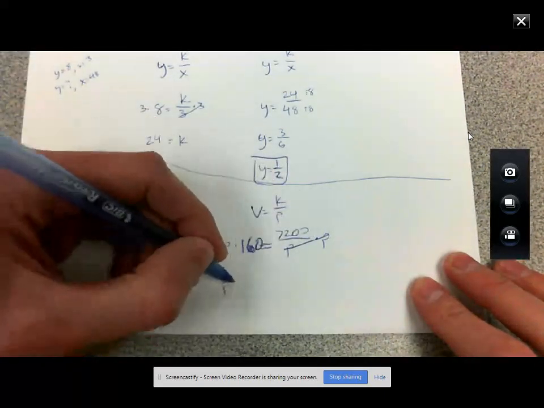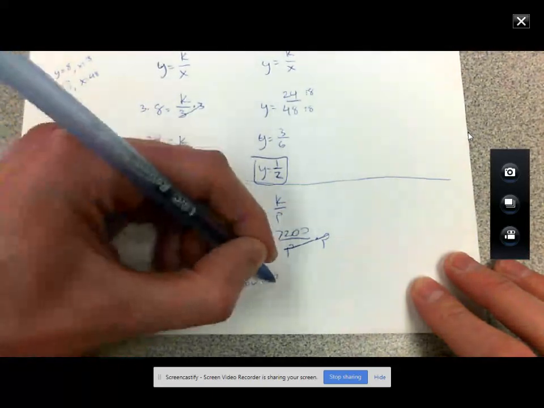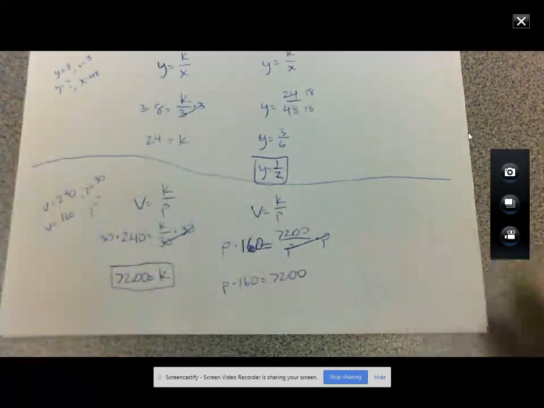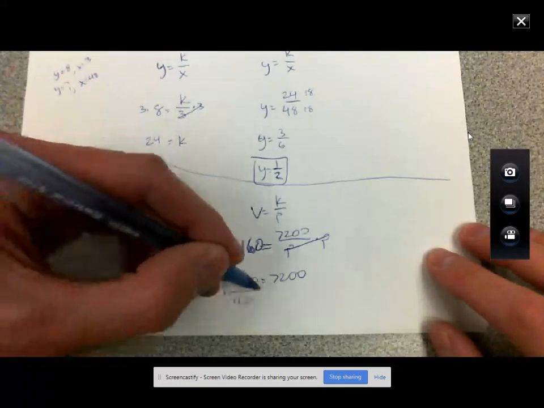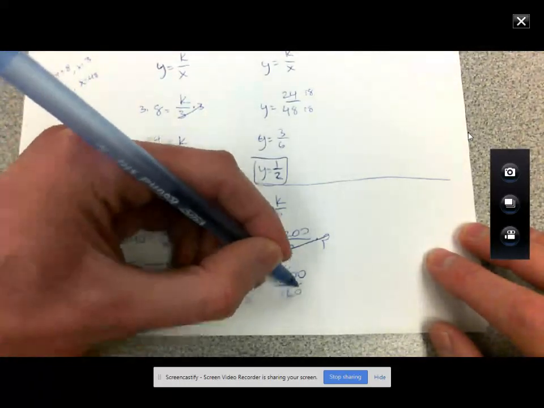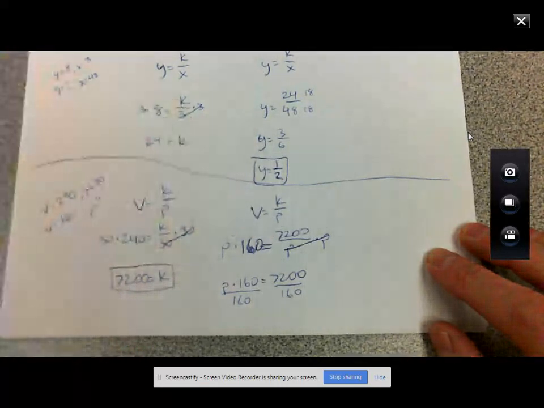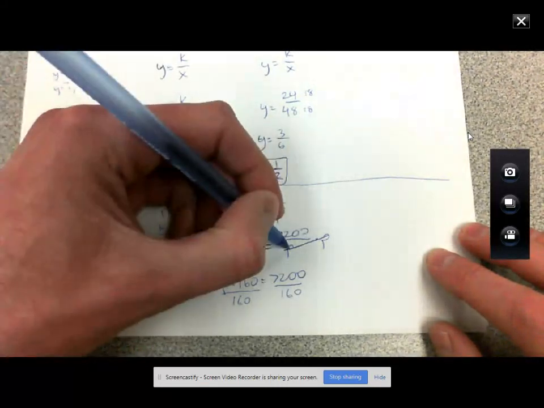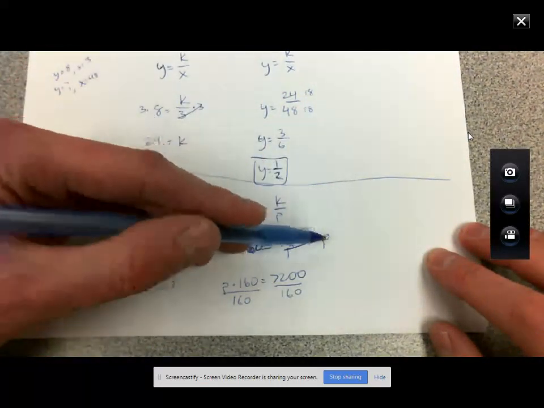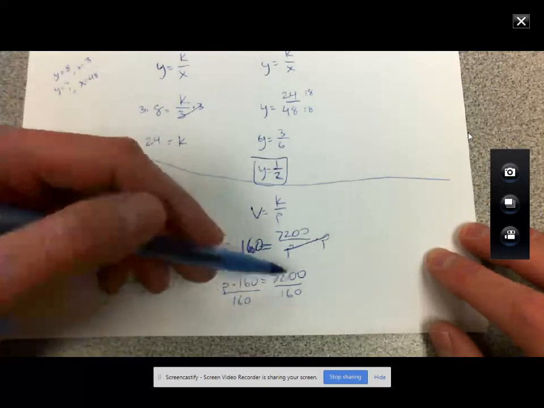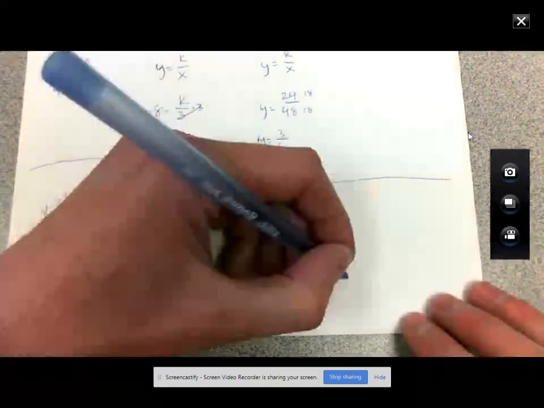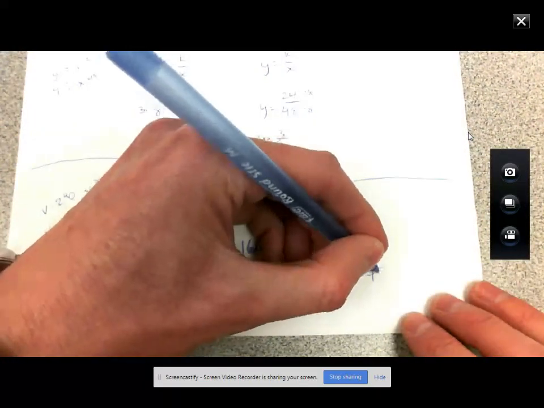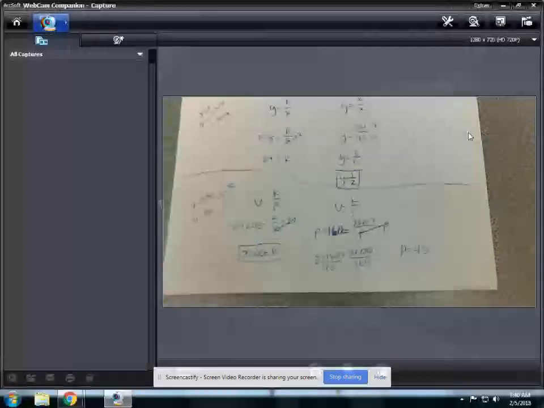So really I have P times 160 equals 7,200. So you have to do one extra step then. Divide by 160. So don't make the simple mistake of multiplying both sides by 7,200. It's being divided by P. So you have to multiply both sides by P. And then you can divide by 160. So if you do 7,200 divided by 160, we get that the pressure must be 45. And I'm going to double check my units here.